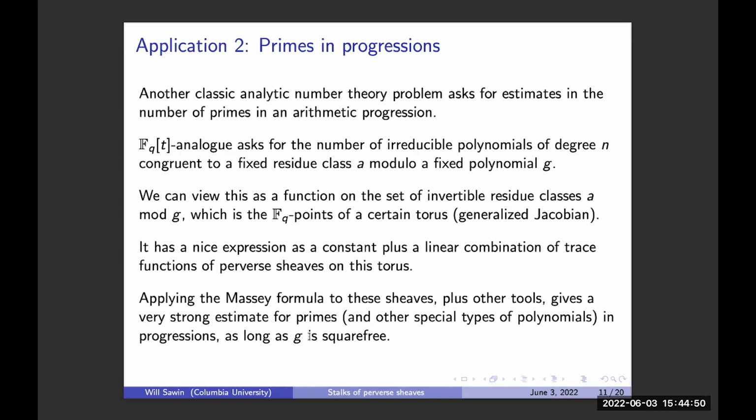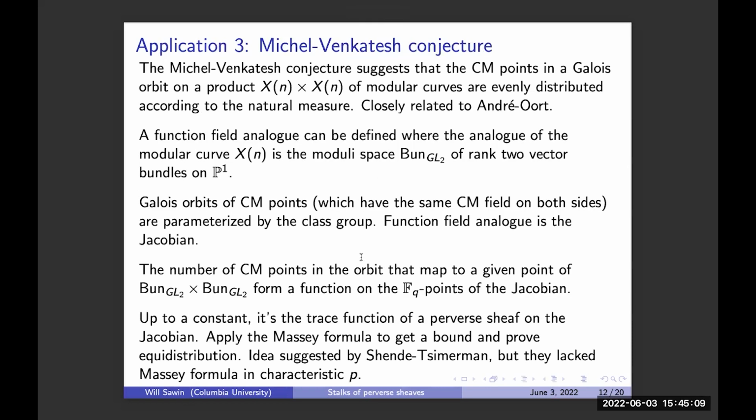At least in the case where G is a square-free polynomial, I figured out how to do this. And it actually works much more generally. Rather than counting primes, we can count products of two primes or products of primes of very particular degrees. We can count many different special types of polynomials.